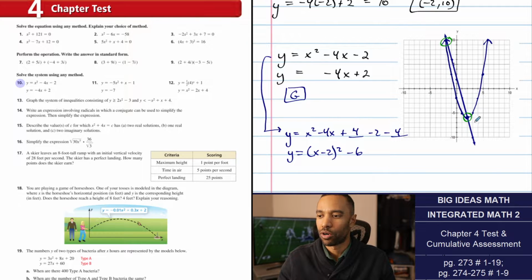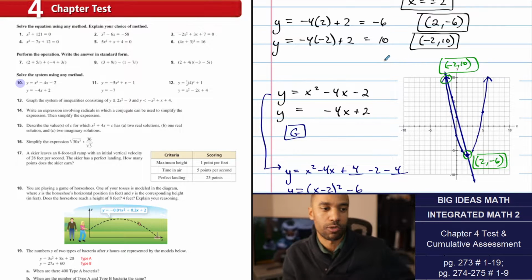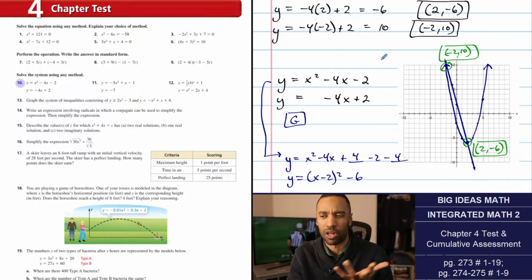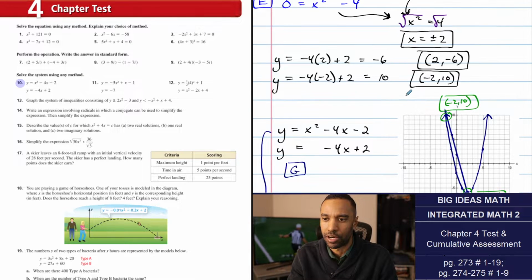So those ordered pairs are 2, negative 6, and negative 2, 10. Let's see if they match what we got above. Yes, they do. 2, negative 6, and negative 2, 10. So you have options in which method to solve. Clearly, that one seemed to take longer, but if you already have the graph, if they force it on you, then okay.